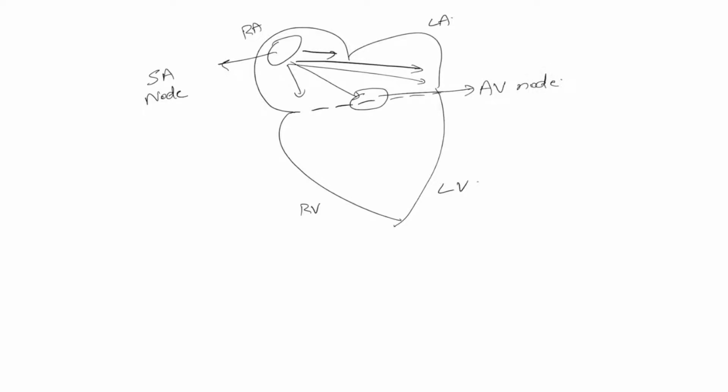And here there is a significant slowdown in the speed at which the electricity is conducted. This is important because this gives the time for the atria to contract and pump blood into the ventricles. Now, at this point, the impulse eventually gets passed on to the bundle of His, which pretty quickly splits into a right bundle branch and a left bundle branch.